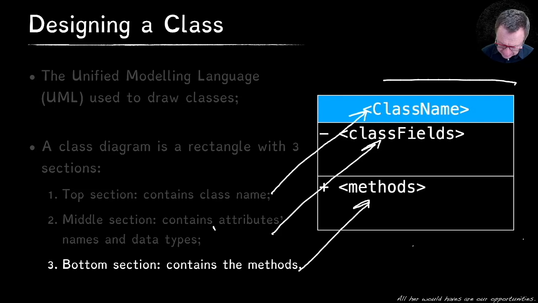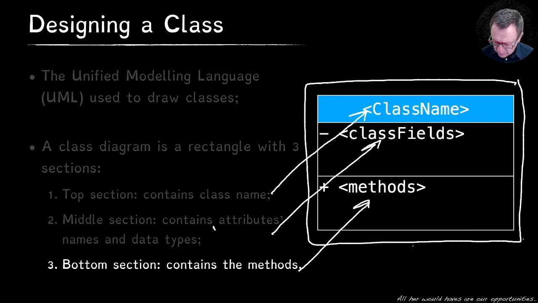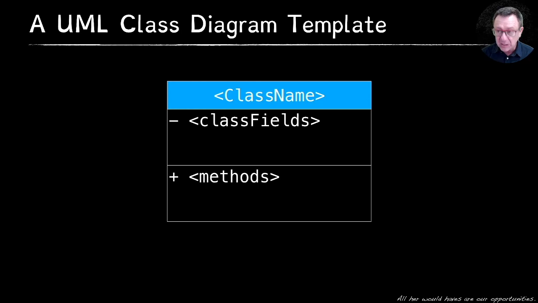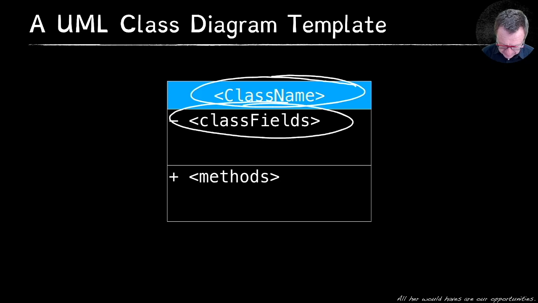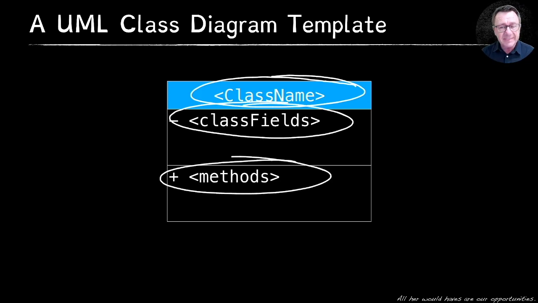And this is, for lack of a better way to describe it, our template. This is the template that's used for designing a class in a class diagram. We have the name, we have the class fields, and the methods. That's it.